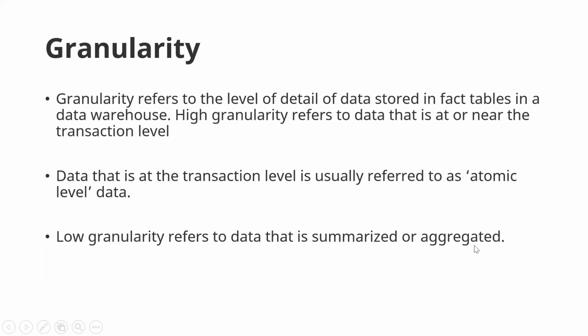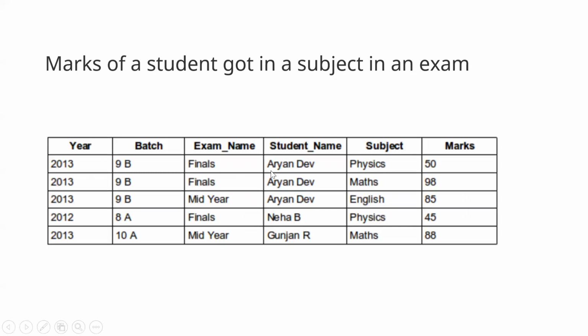Okay, let me go to this example too. So this is a fact table. It has the grain: marks a student got in a subject in an exam. Over there you can see, for a student, just like Aryan Dev.